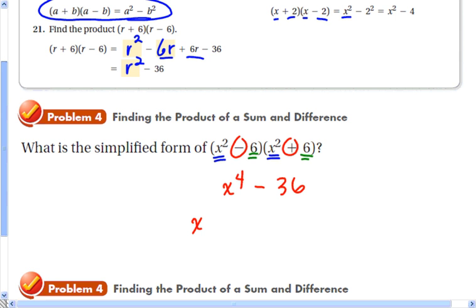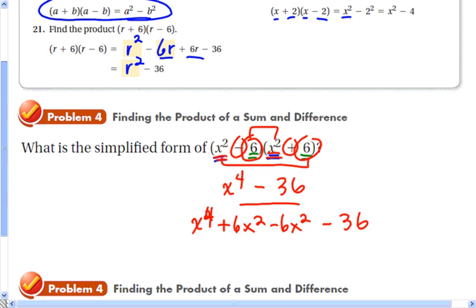So if I do my first two terms, I get x to the 4th. If I do my outer terms, I get plus 6x squared. That should be x to the 4th, sorry about that. If I do my inner two terms, I get negative 6x squared. And if I do my last two terms, I get negative 36. But when I simplify, that part equals 0. So go ahead, you try that.